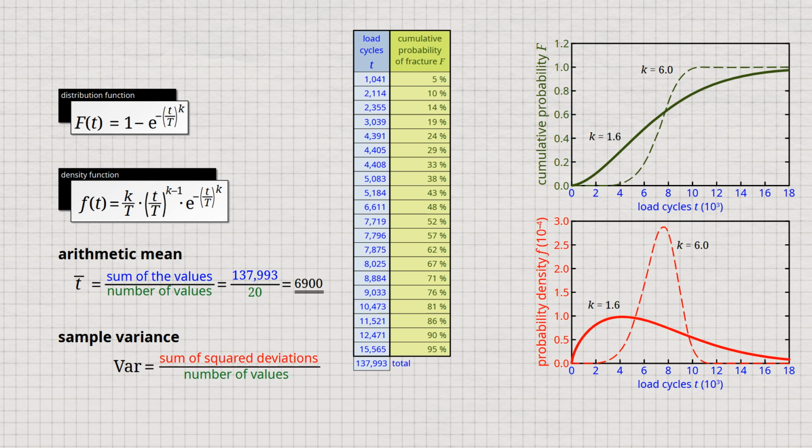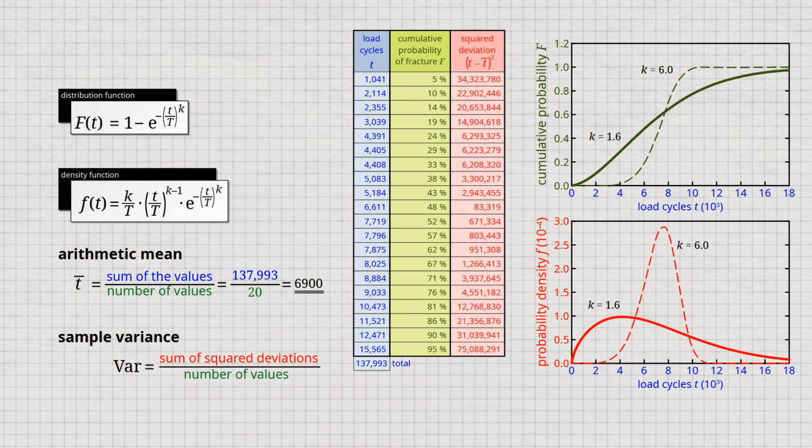In our case, we determine the empirical sample variance by first calculating the difference to the arithmetic mean for each load cycle to failure. These deviations are then squared. This has the advantage that the signs of the deviations are no longer important and that large deviations are taken into account much more than small ones.